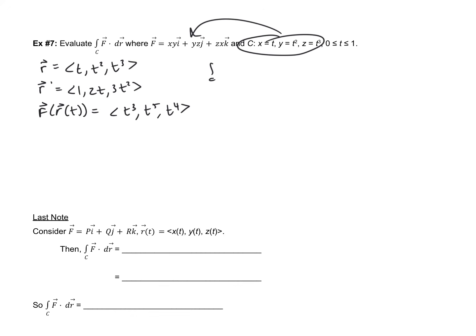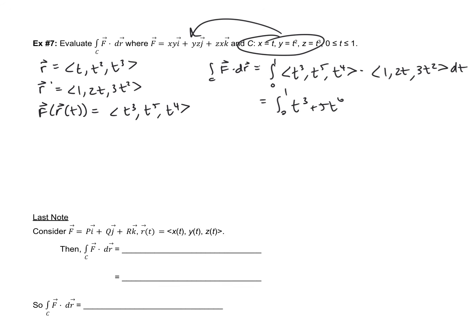So if we're calculating work then, our f dot dr, it's going to be the integral for t from 0 to 1, and we're taking f, which is that t cubed, t to the fifth, t to the fourth, and we are dotting it with r prime, which is 1, 2t, 3t squared, dt. This ends up being the integral from 0 to 1 of t cubed, add 5t to the 6th dt, which finally gives us an answer of 27/28.